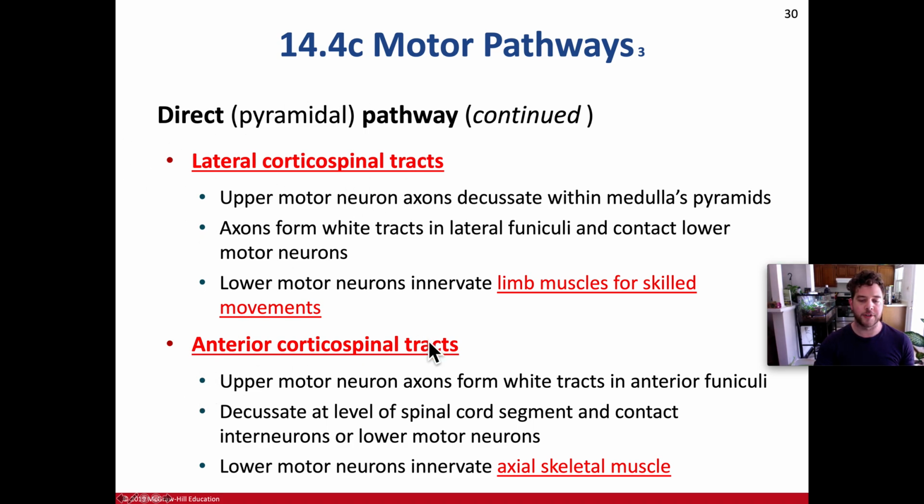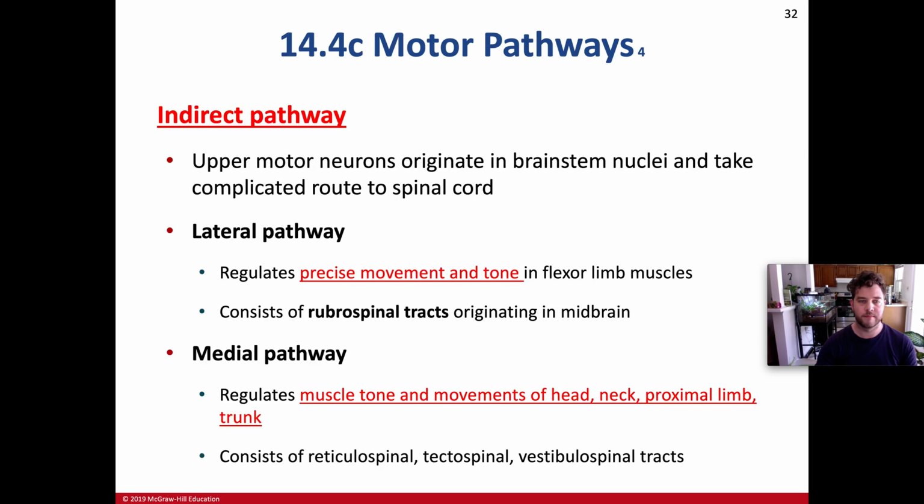The anterior corticospinal tract have lower motor neurons that innervate your axial skeletal muscles. So not your appendicular like your lateral corticospinal tract, but your axial like your anterior corticospinal tract. Then the indirect pathways. So we had the direct, those were the 2 direct pathways. The indirect pathways have upper motor neurons originating in the brainstem, and they take a very complicated route to the spinal cord. It's not just this one and done.